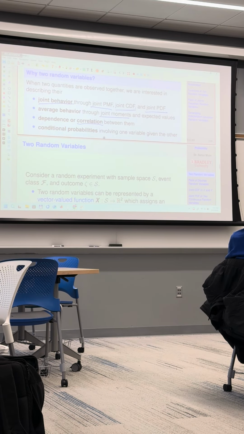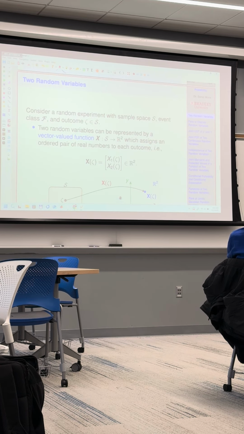Also, there are conditional probabilities involving one variable given the other. We will omit this conditional probability because we will mainly focus on the fundamentals. Conditional probabilities basically use Bayes' rule, which we covered already.